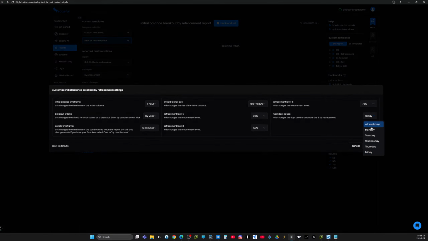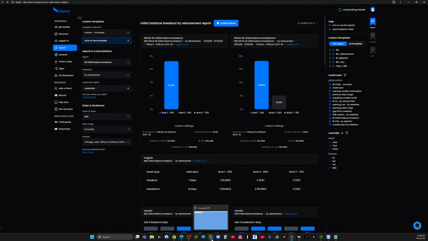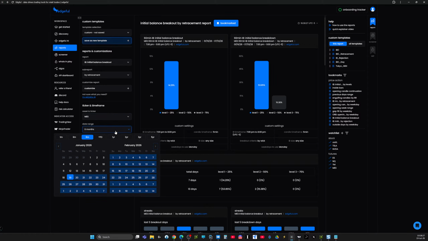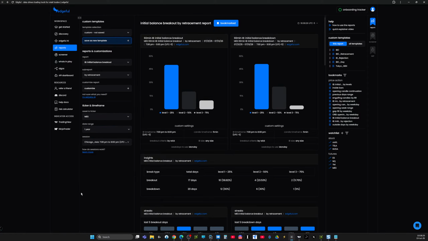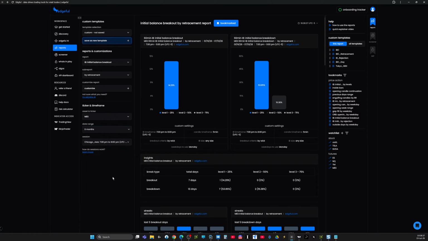Okay, Friday, nope. Monday, let's try that one. What do you think? Let's try this one over here because the initial balance size is any size, and let's see what we get. Oh, my. All right, so we'll throw in some more data because that isn't enough. There you go. Why did I do that? Did you get it? I mean, I suppose you did. I hope I did.